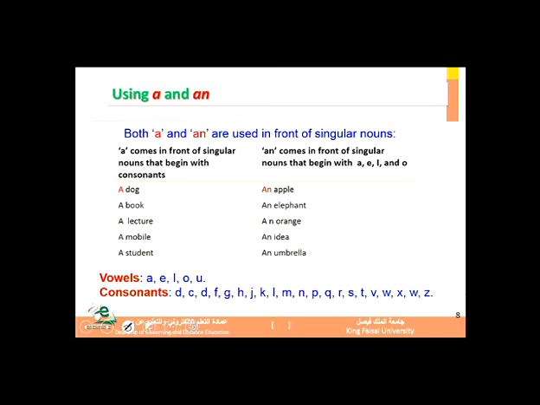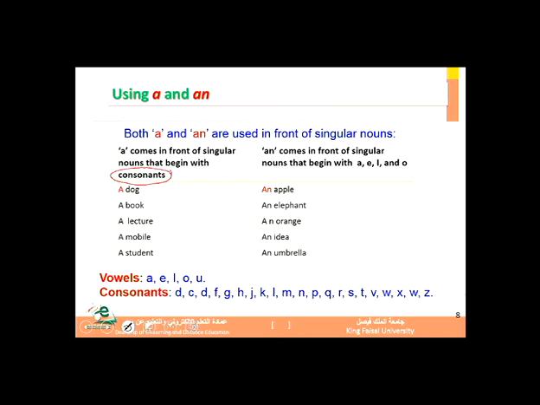So let's go back to the same idea. We are talking about when to use a and an. Both a and an are used in front of singular nouns, so we use them when the noun that follows is singular, not plural. Now, what distinguishes them from one another? The indefinite article a comes in front of a singular noun that begins with a consonant.